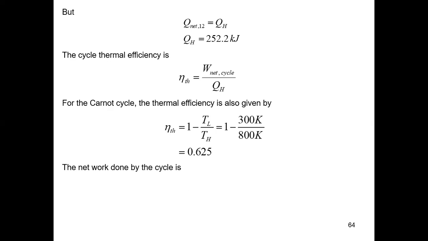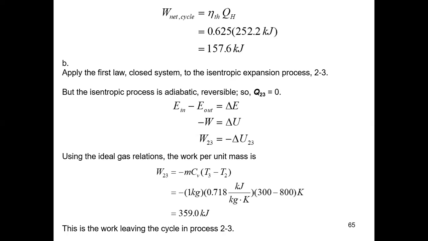Cycle thermal efficiency is eta thermal, W net cycle divided by QH. For a Carnot cycle, the efficiency is also given by eta thermal equals 1 minus TL over TH, which is 0.625. Okay, the net work done by the cylinder is given, and then we apply the first law.